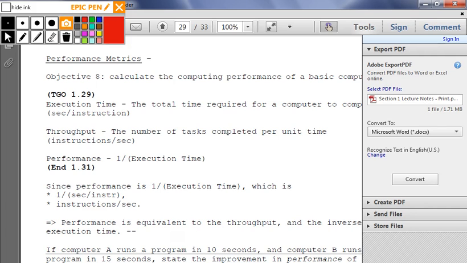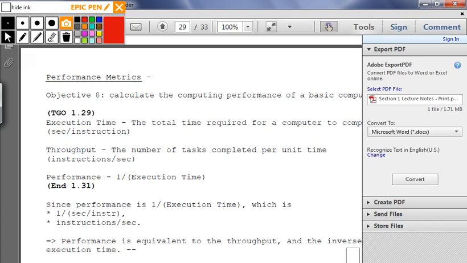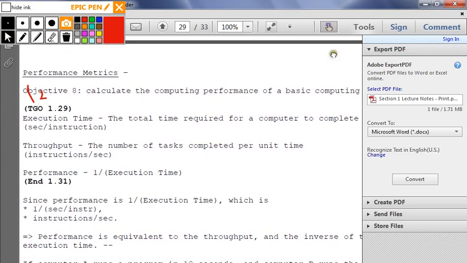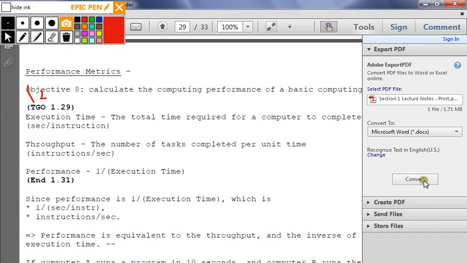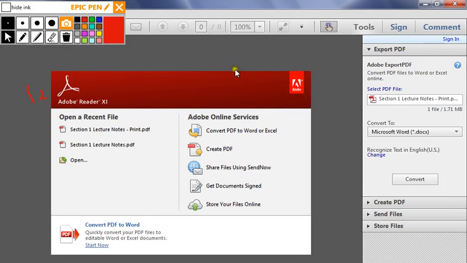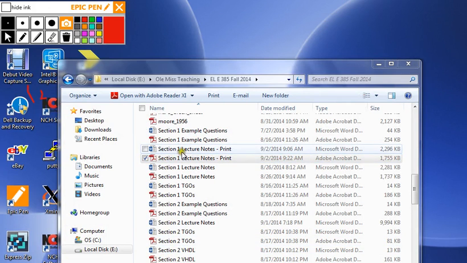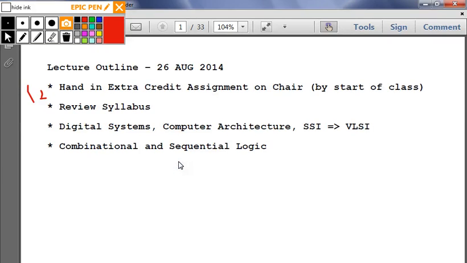Okay, so computing performance. Recall the final objective of the course is to calculate the computing performance of a basic computing system. This needs to go away. That was the exact opposite of what I wanted to happen. There we go. And so I believe I was on 29.